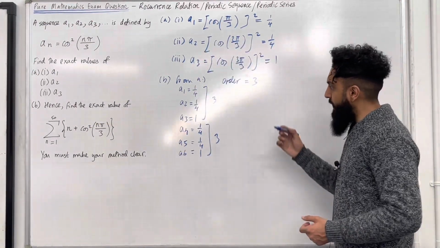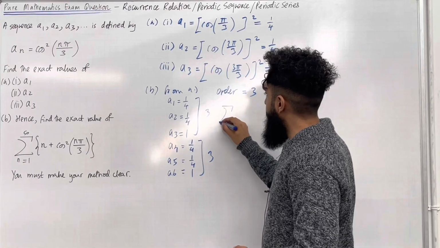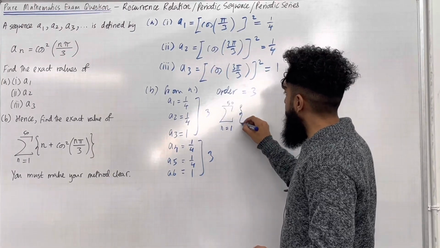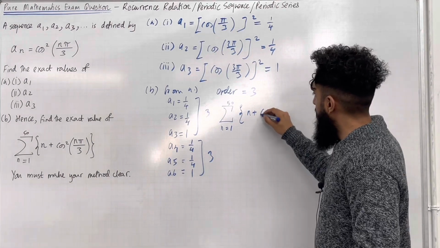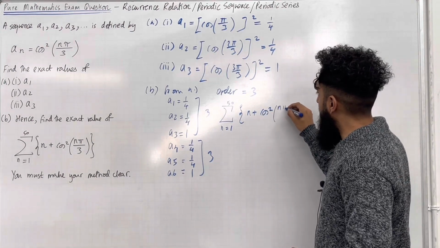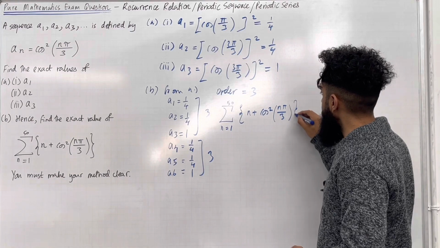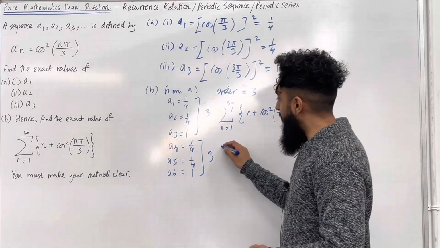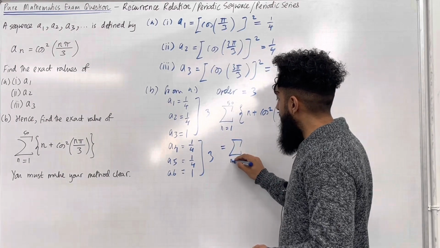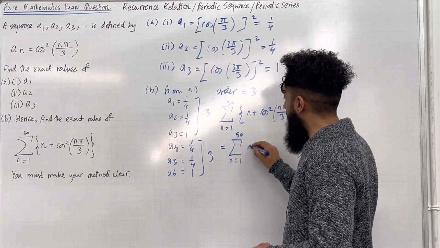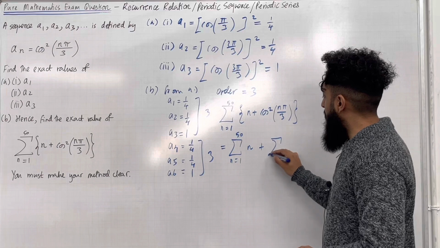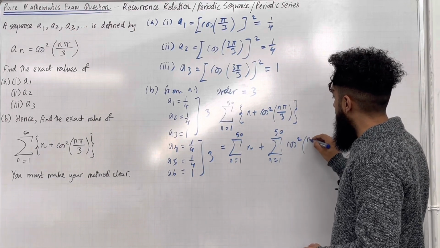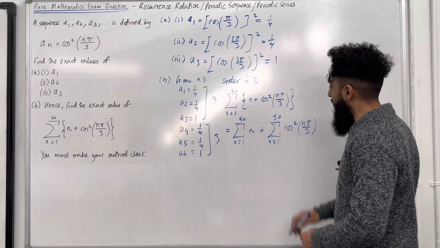Now let's have a look at that summation. We've got the sum from n equals 1 to 50 of n plus cos squared of (n pi over 3). We can open the sum into two parts. So we've got the sum from n equals 1 to 50 of n plus the sum from n equals 1 to 50 of cos squared of (n pi over 3).